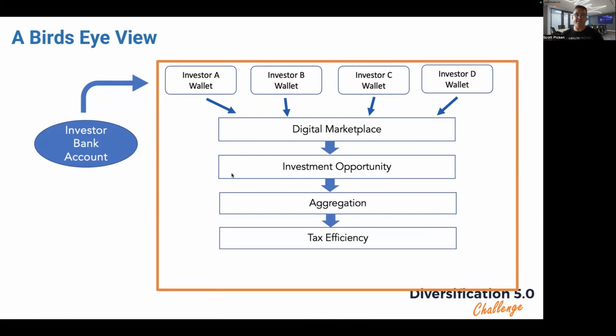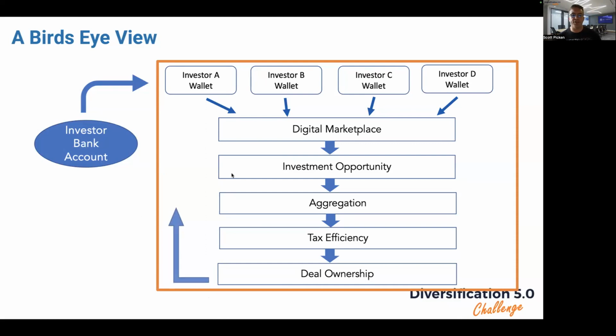We then put it through a tax-efficient special purpose vehicle. So again, anyone that invests anywhere in the world, and has done for centuries, will always invest through a special purpose vehicle, but we do it in a tax-efficient way. And then finally, you've got the deal ownership. So the investor owns a piece of the asset, basically. It's 100% through. There's no funny business. When the deal pays a return, it goes back into a deal wallet, and that deal wallet then distributes back into the investor's wallets. So, this is a simple bird's eye view of how the money works.